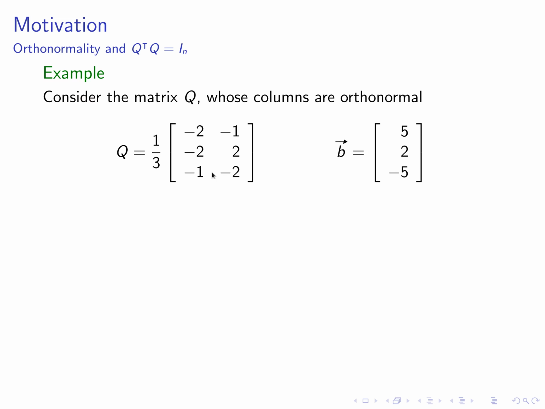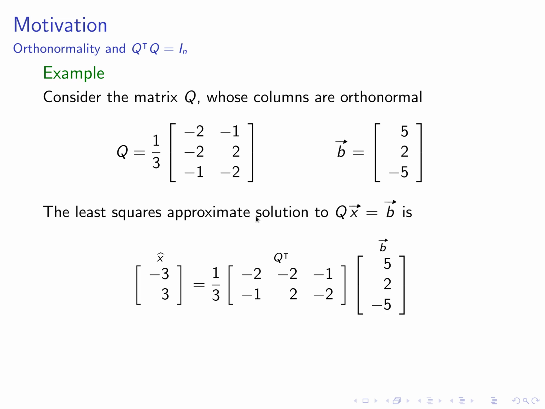Once we know this matrix has orthonormal columns, we can solve the least squares problem given this data. So if we're studying the system Qx equals b, we immediately know that the least squares approximate solution is given by x hat equals the transpose of Q, which is 1/3 times the transpose of this 3 by 2, multiplied by the vector b. And when we do the matrix multiplication in this example, we get x hat equals -3, 3. So we immediately solve the least squares problem because we know that the Gramian of our given matrix is equal to the identity matrix.